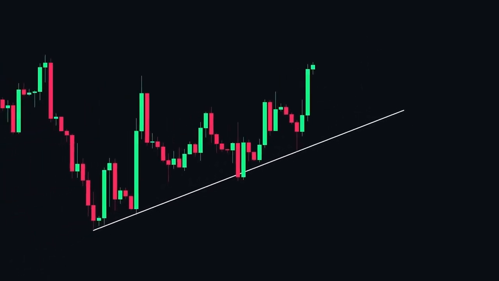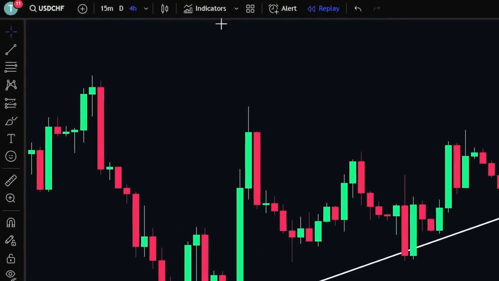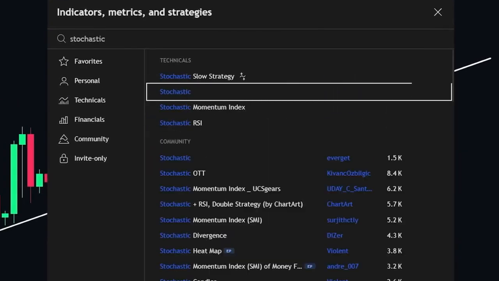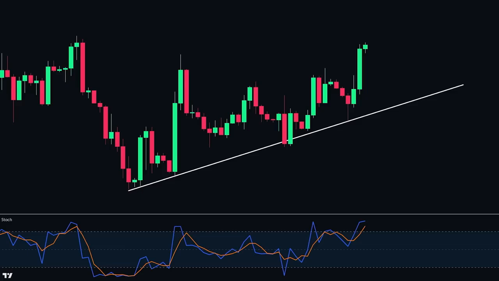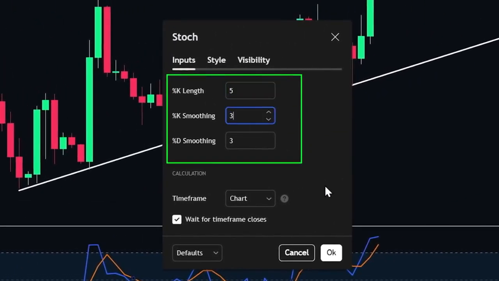Next, I use an indicator called the stochastic. To apply it, go to the indicator section on your charting platform, type in stochastic, click this one to apply it on your chart. Once it's applied, we need to change the settings to the custom settings I normally use. So, go to its settings and just copy these values. This will help the indicator give better signals.